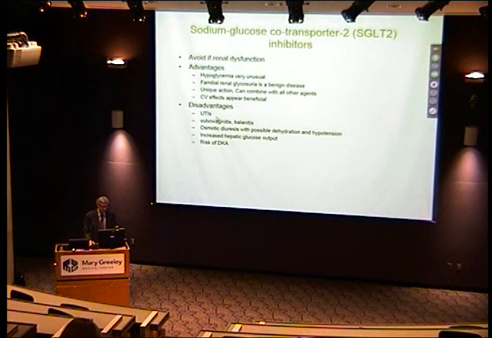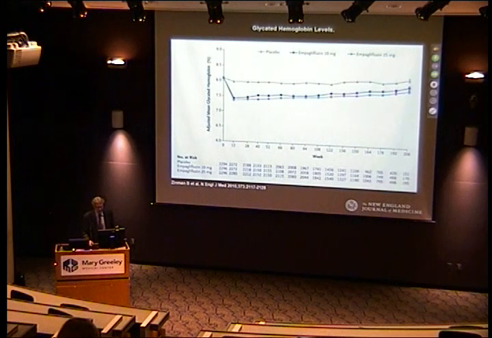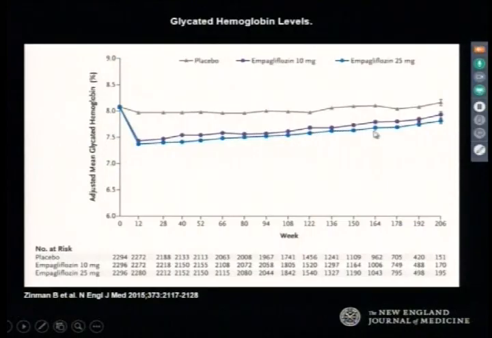But there are disadvantages, and this probably is more worrisome in women: UTIs, vulvovaginitis, balanitis, osmotic diuresis, and even DKA has been reported. And the liver actually puts out more glucose, as if it's getting some signal. It's trying to compensate for the glucose being lost. And this is the difference in A1C over time in an empagliflozin study. You can see that even at 10 milligrams, there was a fair difference.